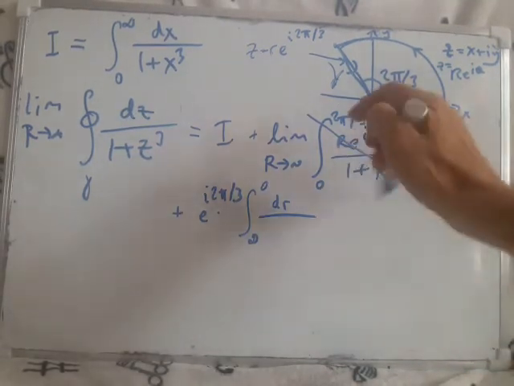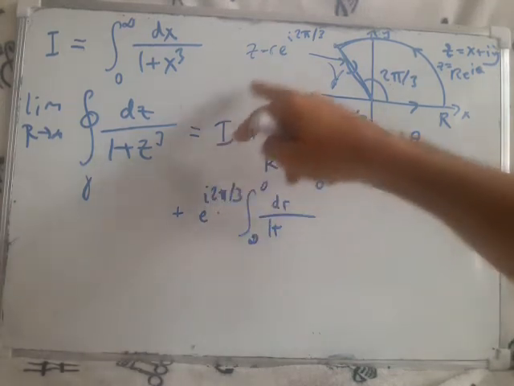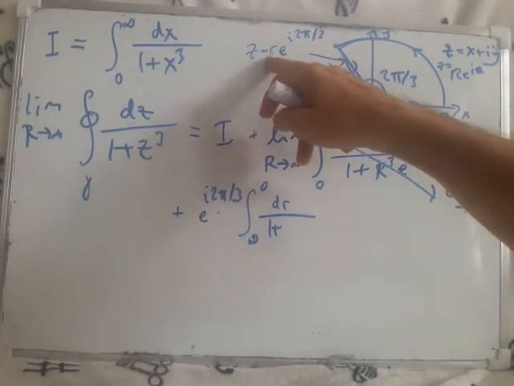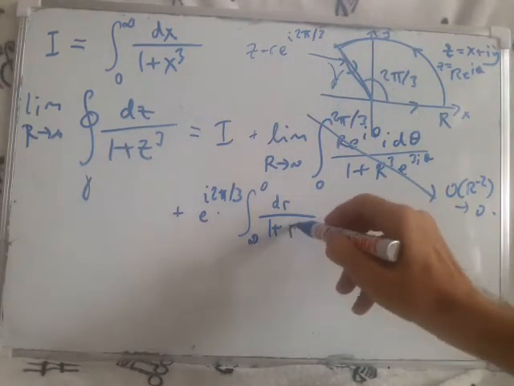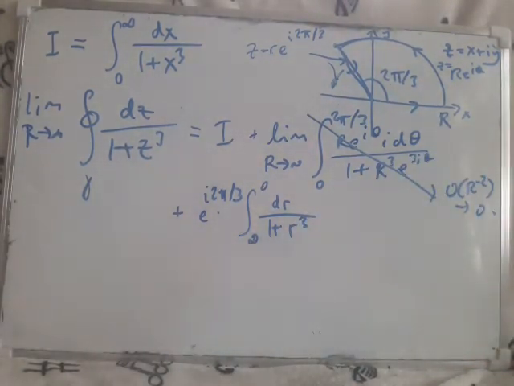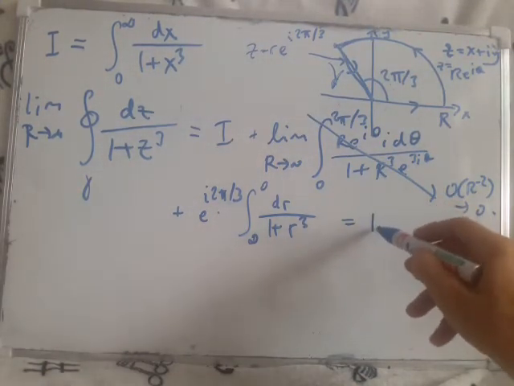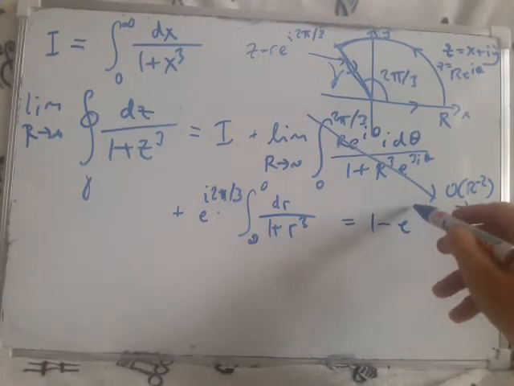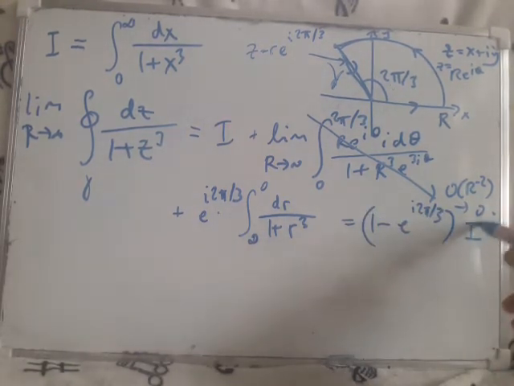And on the bottom, I've got 1 plus z cubed. But 1 plus z cubed is 1 plus r cubed, and then this cubed is just e to the i pi. So I just end up with 1 plus r cubed, which is basically the integral I want. So in the end, I get 1 minus e to the i 2 pi over 3 times the integral I want.